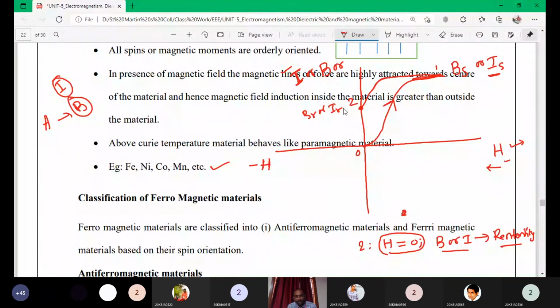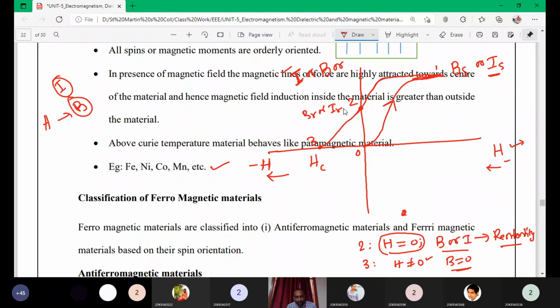Or you can say we are increasing the external magnetic field in the negative direction to make this residual magnetic field 0. If you increase it, it follows this path, and here it is 0 at point 3. At point 3 the magnetic field H is not 0. We have applied some magnetic field, but here B is 0. So this particular field we are calling the coercive field, the coercive external field.